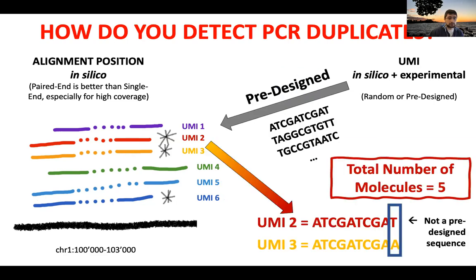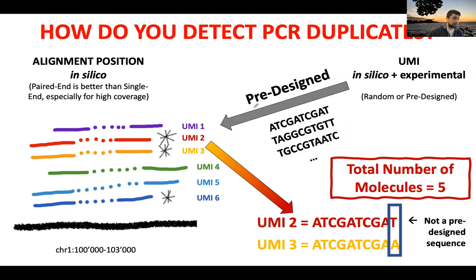So for example, if UMI2, the red one, and UMI3, the yellow one, differ only by one nucleotide, the difference might not be biological. It's possible that these two were just a sequencing error, okay? So that's the second design of the UMI.